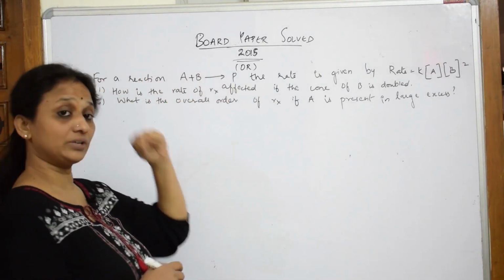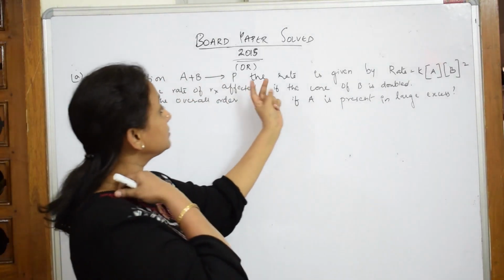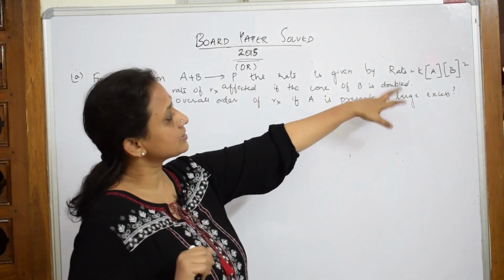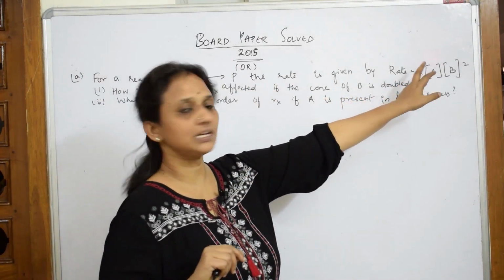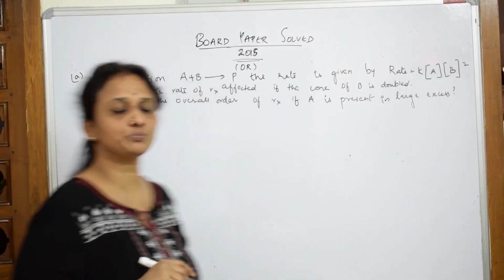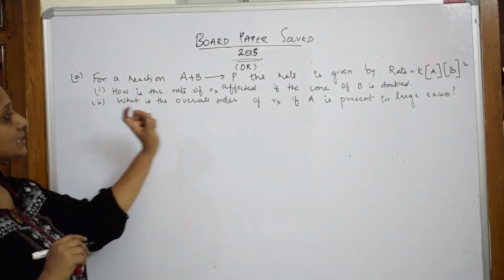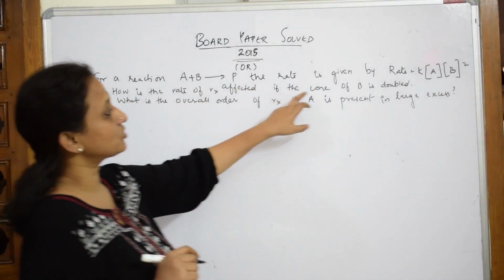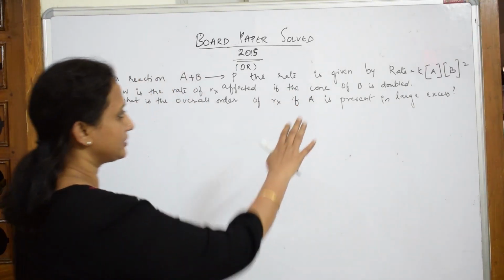Okay, there are two reactants here. Then the rate is given by rate is equal to K into the concentration of A and into B raised to, okay, fine. How is the rate of the reaction affected if the concentration of B is doubled? Simple question, let us see.